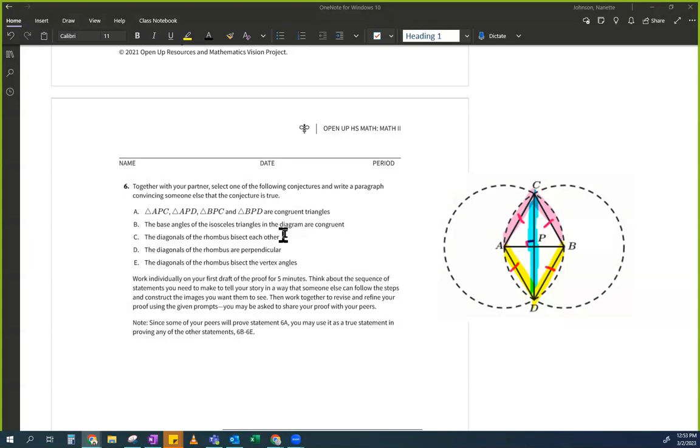So the next thing, someone said, hey, Ms. Johnson, what does bisect mean? So bi means two, sect means sections. So bisect means I'm going to cut something into two sections, but in math, that means those two sections are congruent. So if this line bisected this segment, then these two segments, AP and PB, are congruent. Does that make sense?